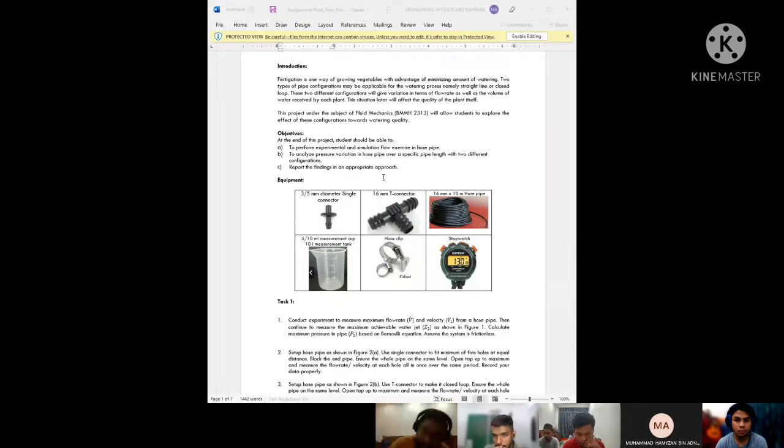As you can see in my Shopee, I will add to chat the three things that we'll buy. That is the single connector, T connector, and the black pipe. So the prices are very cheap for me. They are around only 15 ringgit including shipping. So that's all for me. Thank you.